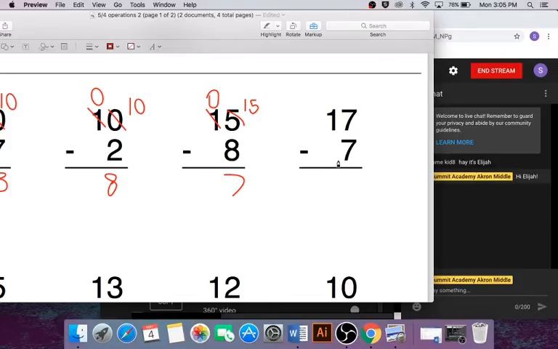Next we have 17 minus 7. Again, we start on the right. We have 7 minus 7, which is 0. And then we have 1 minus 0, which is 1. So our answer is 10.